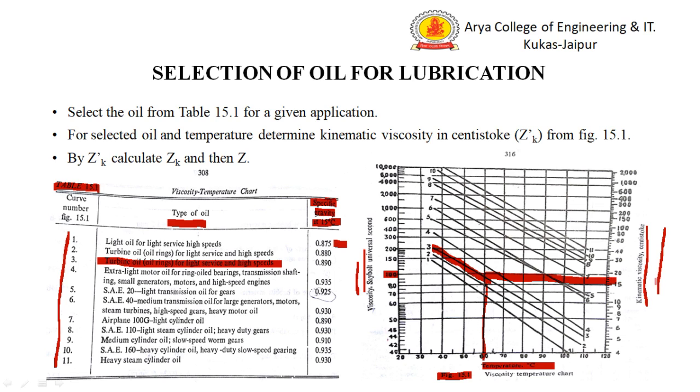By determining this value of Z dash K, we will find Zk and then Z. So this is the process of determining the viscosity of the oil.